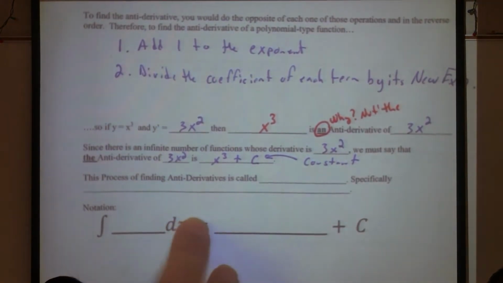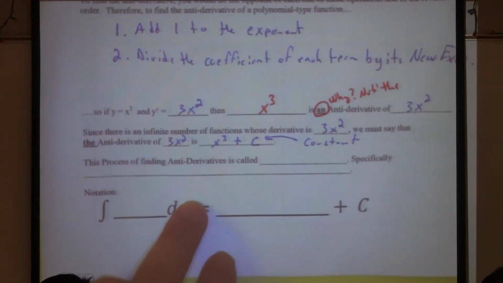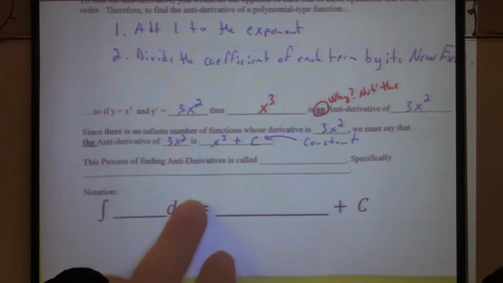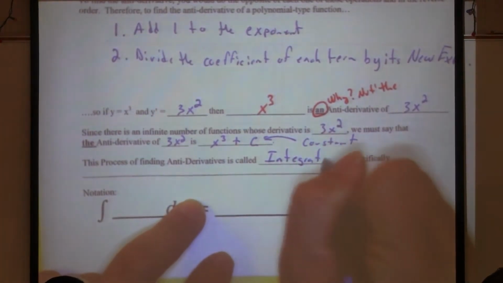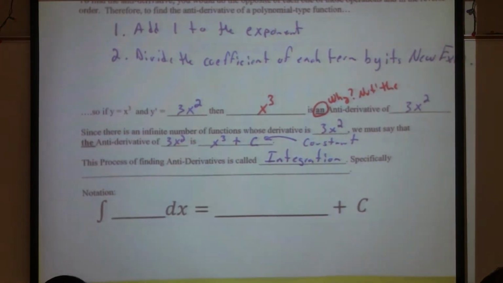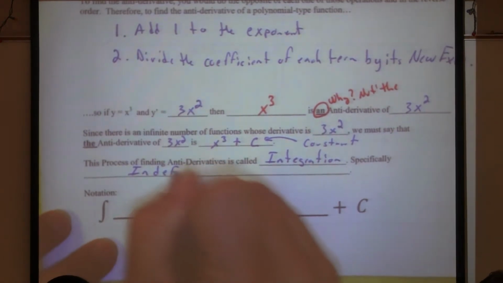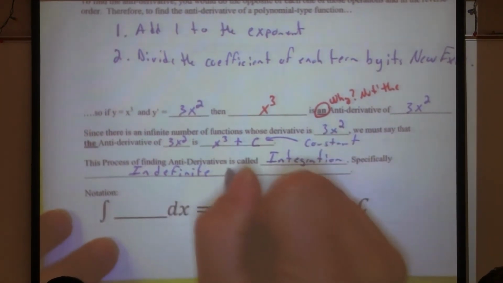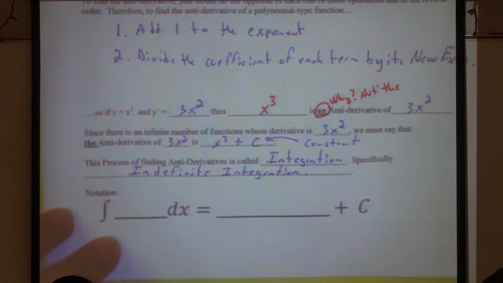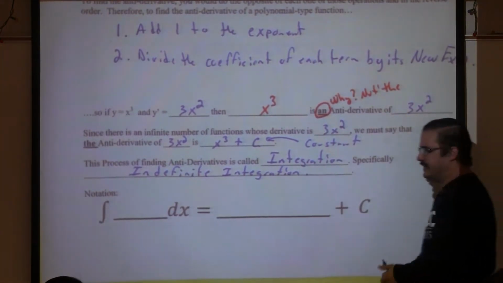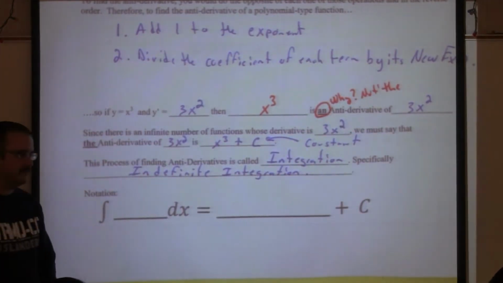Some constant. Alright, so this process of finding antiderivatives is called, anybody know what this process is called? It starts with an I. Integration. Okay, specifically the type of integration that we're doing here is called indefinite integration. Okay, that's why we have to put the C, because there's an indefinite amount of answers that we could get.